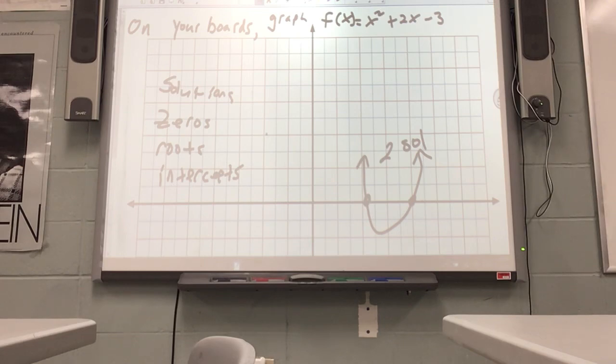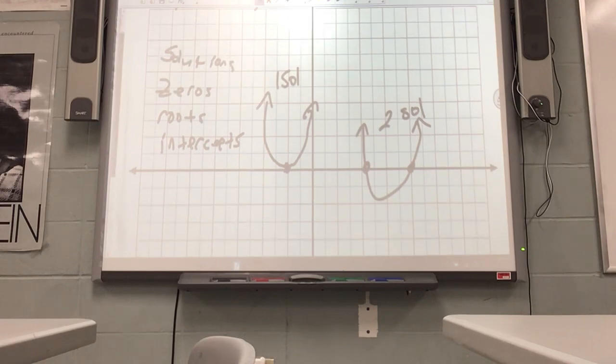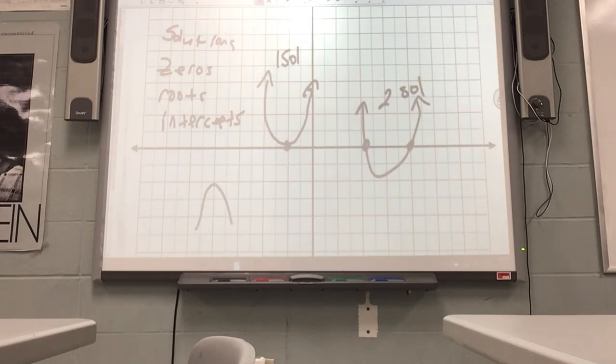I could look something like that. We're going to pretend I hit it. And have 1 solution. Just the vertex touches. That has 1 solution. I could also have no real solutions, because I could go like this down here and never cross the x-axis. So that would have no real solution. And notice I emphasize real, because we're going to learn about imaginary numbers this unit.